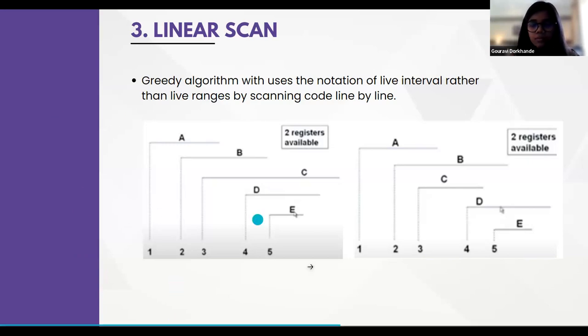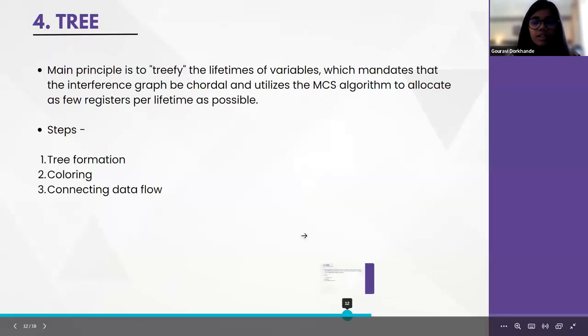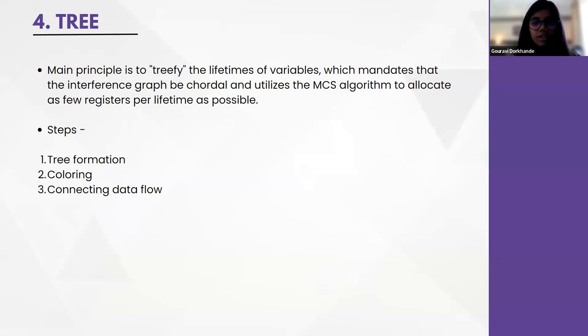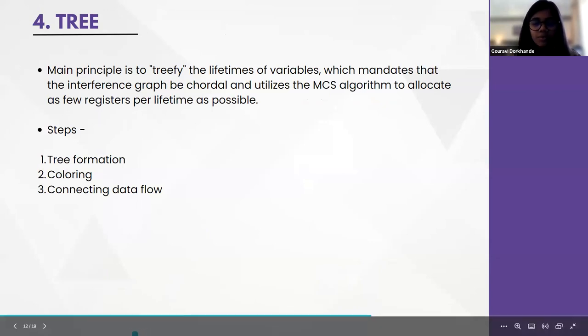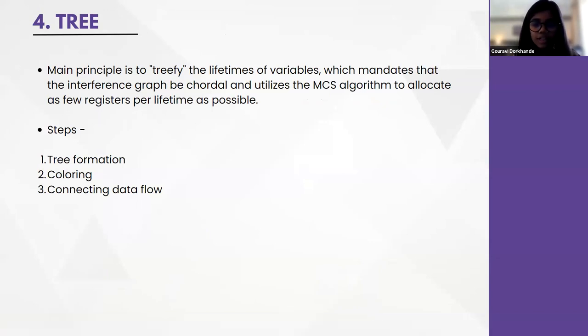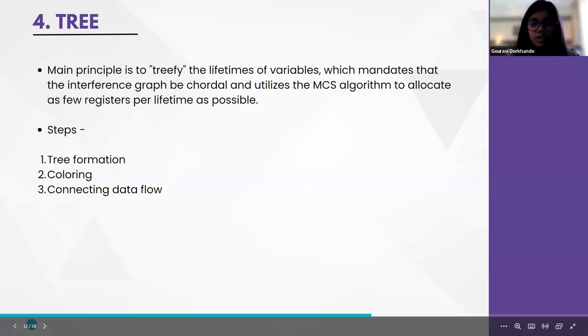Okay, the next one is the tree-based algorithm. In this algorithm, the main concept is to create the interference graph or tree according to the lifetimes of the different variables, which mandates the interference graph or tree to be chordal, and then utilizes the maximum cardinality search algorithm, MCS, to assign the colors to the nodes. So if the variables have the same color, they share one register, and variables having different colors do otherwise. Next is the fusion-based algorithm.